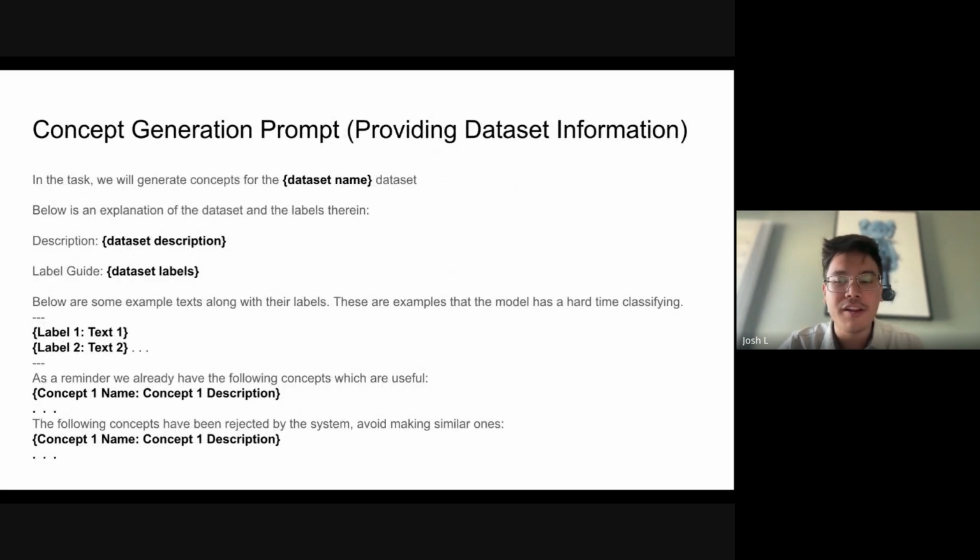So after showing the model the definition of a concept and some examples of concepts, we then provide examples about the data set that it's trying to generate concepts for. So we say that your job is to generate concepts for this or that data set. This is what the data set contains. These are what the labels mean. And these are some examples of texts with different labels. And what we essentially do here is that we prompt the model to pay attention to the different labels such that it picks up on differences that exist between texts that have different labels. And that's how we kind of steer it to generate concepts that are more on the discriminative level.